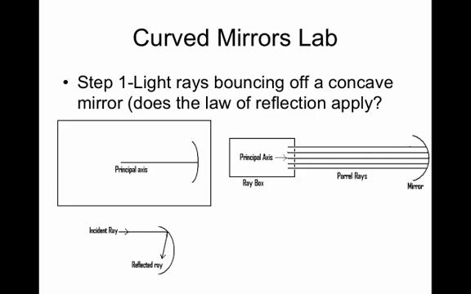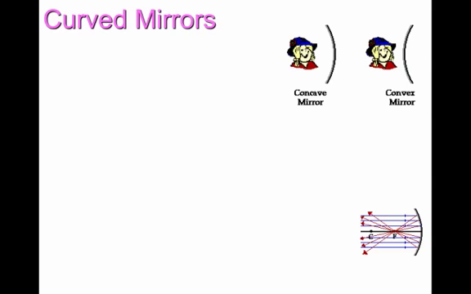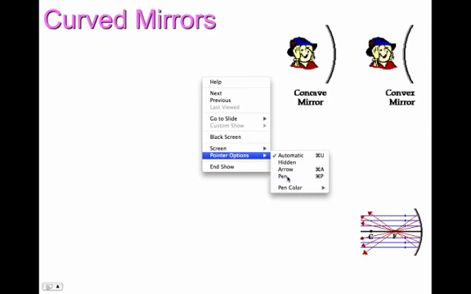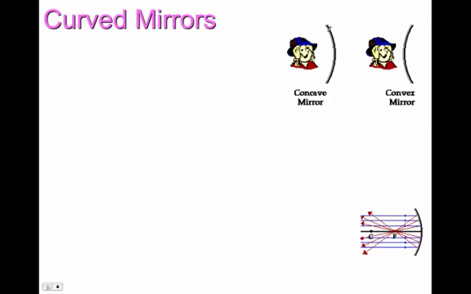Curved mirrors. We're going to use a ray box which sends out a straight beam of light to see how reflection works in a curved mirror. As I said before, there are two types of curved mirrors. We have concave mirrors, which cave inward. So this is a concave. And we have a convex, which is curved outwards.